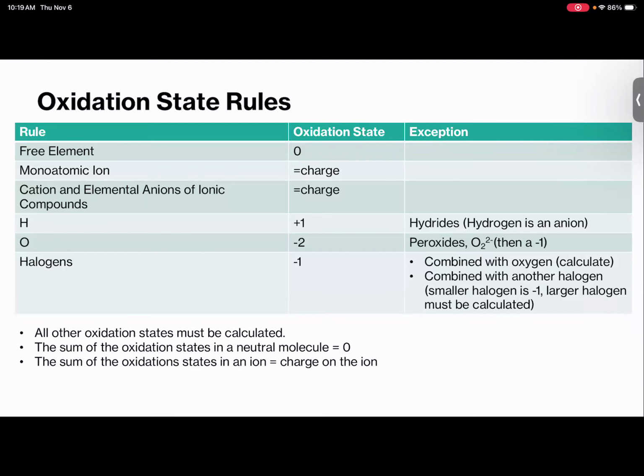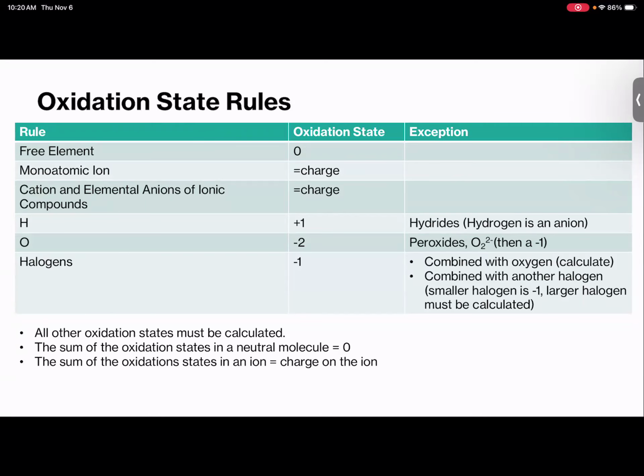The next one says that a monoatomic ion's oxidation state is equal to its charge. So in other words, in my reaction, if I have Na+, then the oxidation state is also +1. If I have O2-, then the oxidation state is -2. Monoatomic ions are elements that are charged. Their charge and their oxidation state are one and the same.